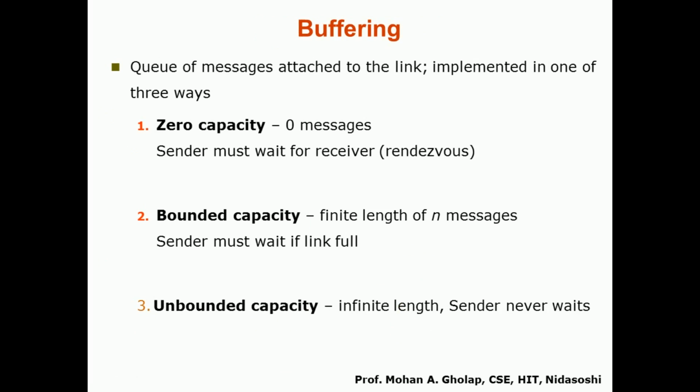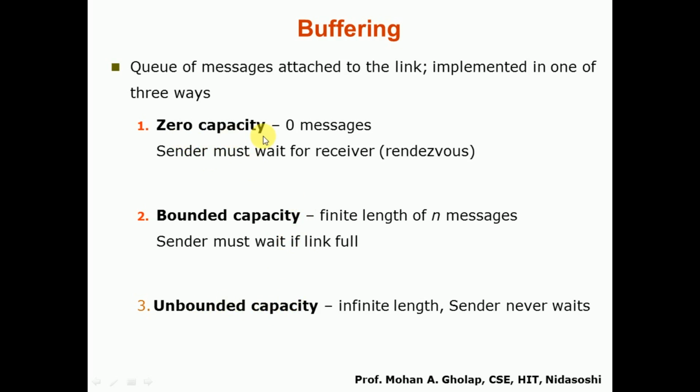So after this the last point is about buffering. We know that the queue of messages attached to the link is implemented in one of three ways. Whatever the link that is used between the two processes, there will be a queue of messages that may be there. So how exactly will this be implemented? Here we define the capacity: the first one is zero capacity, second one is bounded capacity, third one is unbounded capacity.